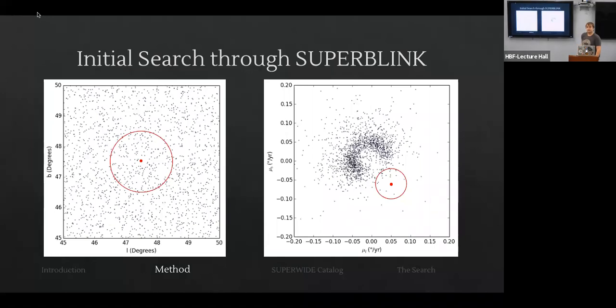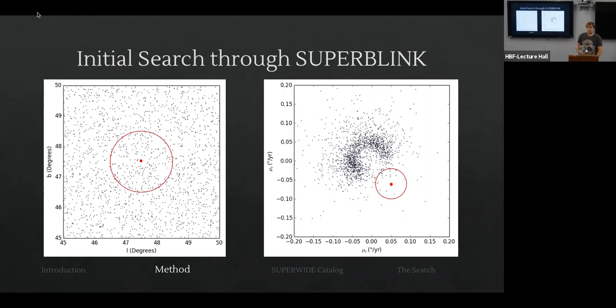What is the red circle on the right? The circle represents our search area. When you're doing the search, because there are so many stars, you don't want to compare, say, this star here to this one down here, because it just adds so much more computational time.